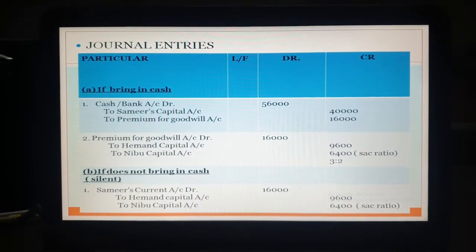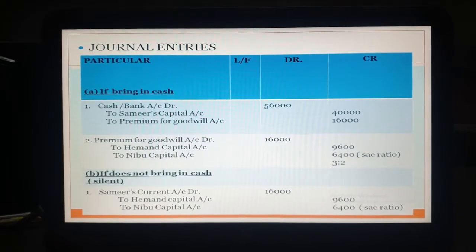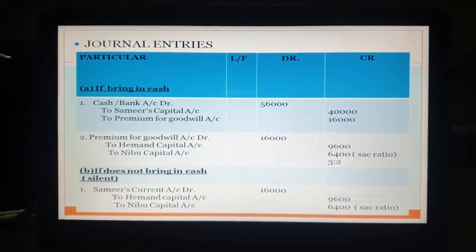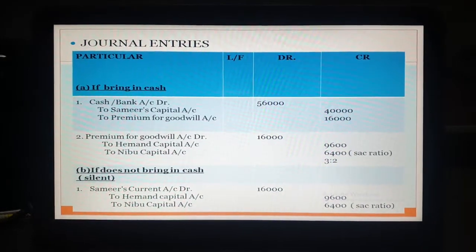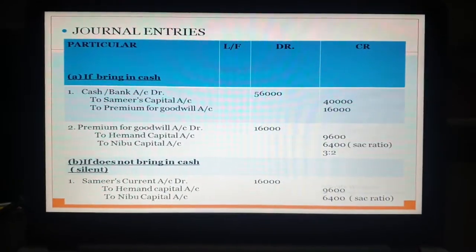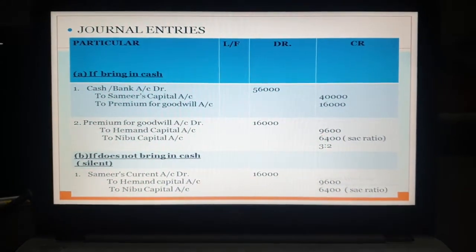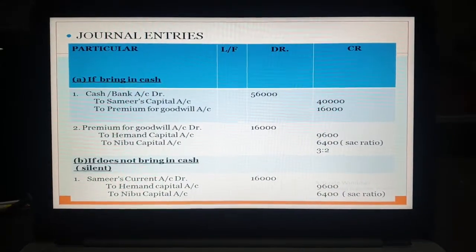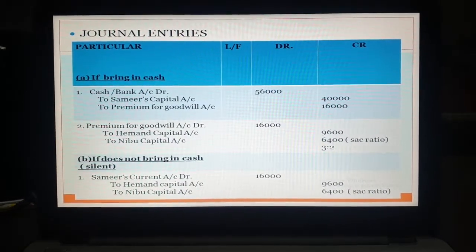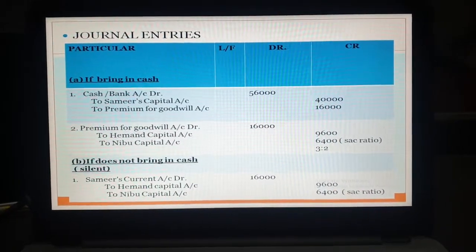If the new partner does not bring his share of goodwill in cash, or in case of silent, you have to consider the second case. In this case, if the new partner does not bring his share of goodwill in cash, then you have to take out that amount of goodwill from the new partner's current account. So the entry will be Sameer's current account debit to Hemant capital account and to Nibu capital account, and 16,000 will be distributed in sacrificing ratio.